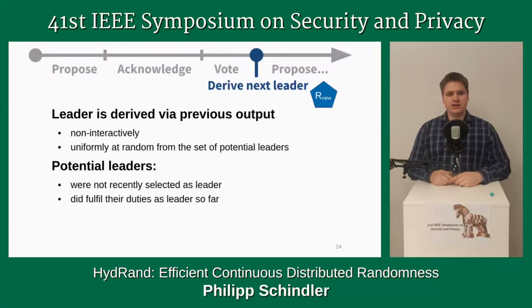Instead, we use the random beacon output we just computed to uniformly at random pick a new leader from the set of potential leaders. A node is considered a potential leader if it was not selected as leader during the last F rounds. Additionally, we exclude all nodes which previously failed to fulfill their duties as leader from the set of potential leaders. This, for example, excludes all adversarial nodes which try to stall the protocol by withholding a secret which they should have revealed when they are leader.